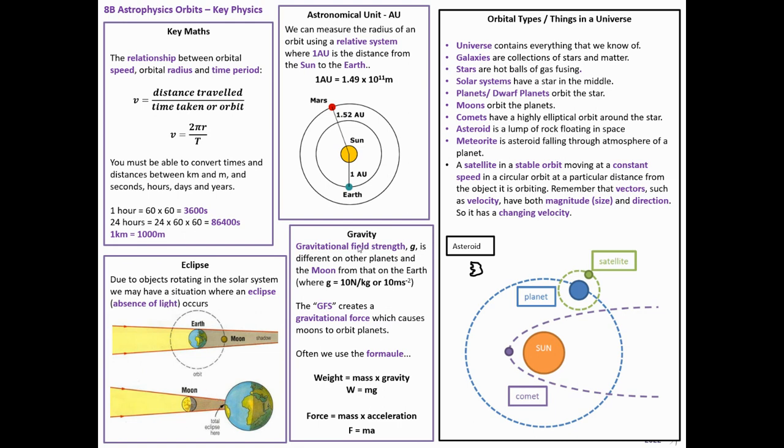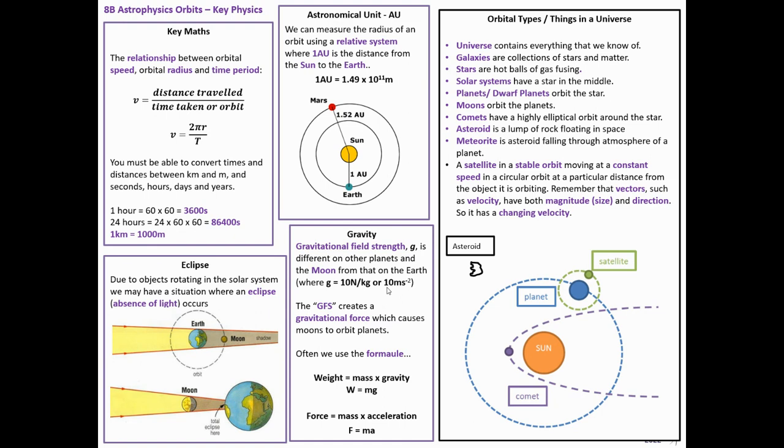Gravity then, bit of mathsy stuff. So the gravitational field strength, it's important you call it grav field strength, GFS. G is different under the planets and the moon from that on Earth, whereas G is 10 newtons of pull for every kilogram of matter, or 10 meters per second squared, or 10 m/s squared, or m/s/s. That would be on Earth.